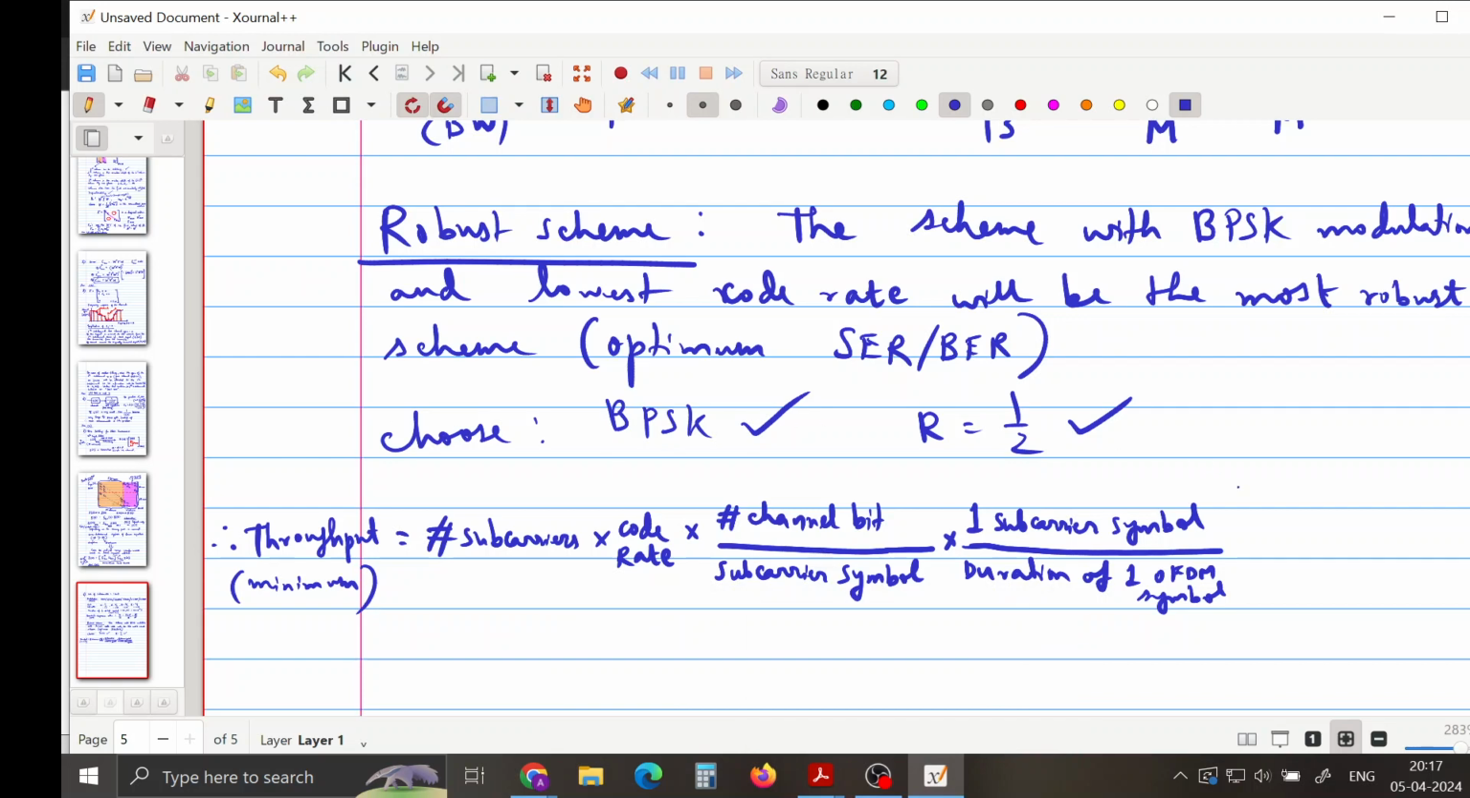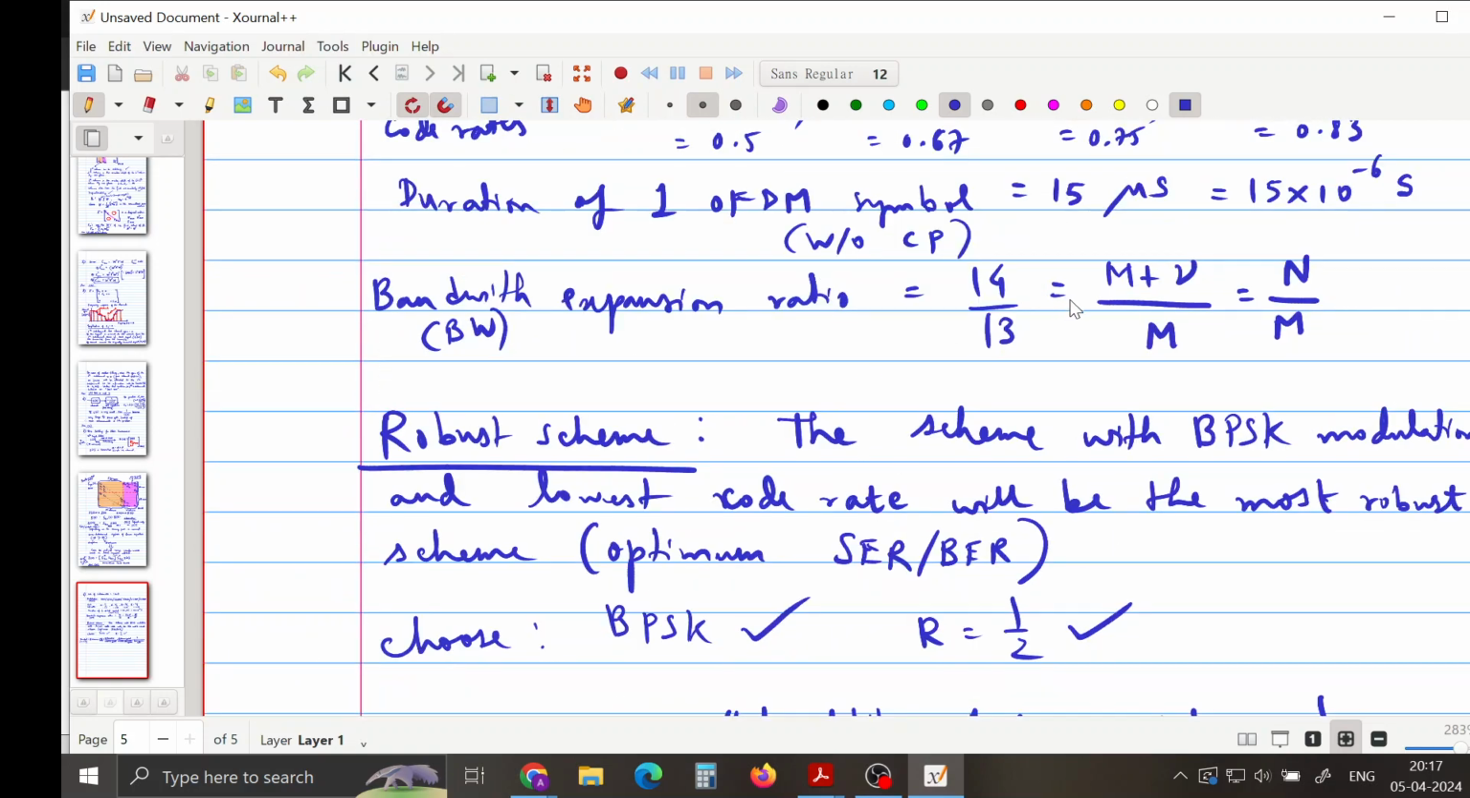And also one more thing that will be there is the reciprocal of the bandwidth expansion factor, 1 by bandwidth expansion ratio. Why the reciprocal of bandwidth expansion ratio? Because if you go back to the definition of bandwidth expansion ratio, it is N by M. So it's actually a measure of redundancy, because you're adding mu symbols to your M data symbols to get capital N symbols that you are transmitting through the channel.